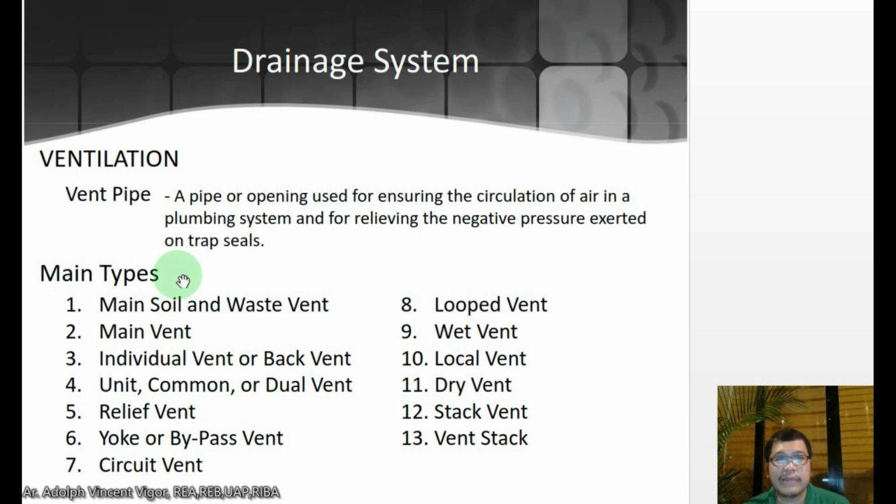So a vent pipe is a pipe or opening used for ensuring the circulation of air in a plumbing system and for relieving the negative pressure exerted on trap seals. So these are the main types. You have the main soil and waste vent, the main vent, individual vent or back vent, the unit common or dual vent, a relief vent, a yoke or bypass vent, a circuit vent, a loop vent, a wet vent, a dry local vent, a dry vent, a stack vent, and a vent stack.